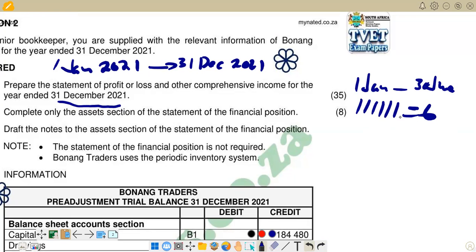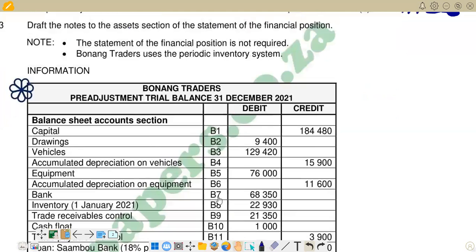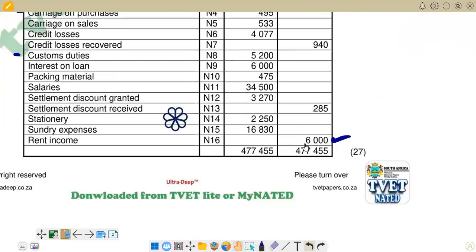So it means the figure that we are given for rent income in the list of balances is equivalent to 6 months only. So the other 6 months we have not yet received. So it's an accrual of an income. So we need to add the other half again. The figure in the list of balances is 6,000, so the other 6,000 is not yet received. So you say 6,000, then we add the other one that has not yet been received, 6,000, then get your 12,000. So we go there to the rent income and just present that adjustment.